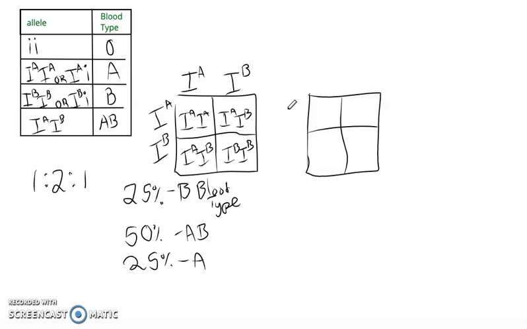How about if one of the parents had type A blood type, but their blood type A genotype is the allele for blood type A plus the recessive lowercase i? And let's say that the other parent's blood type was heterozygous for the AB alleles. Okay, let's take a look at what that would look like.